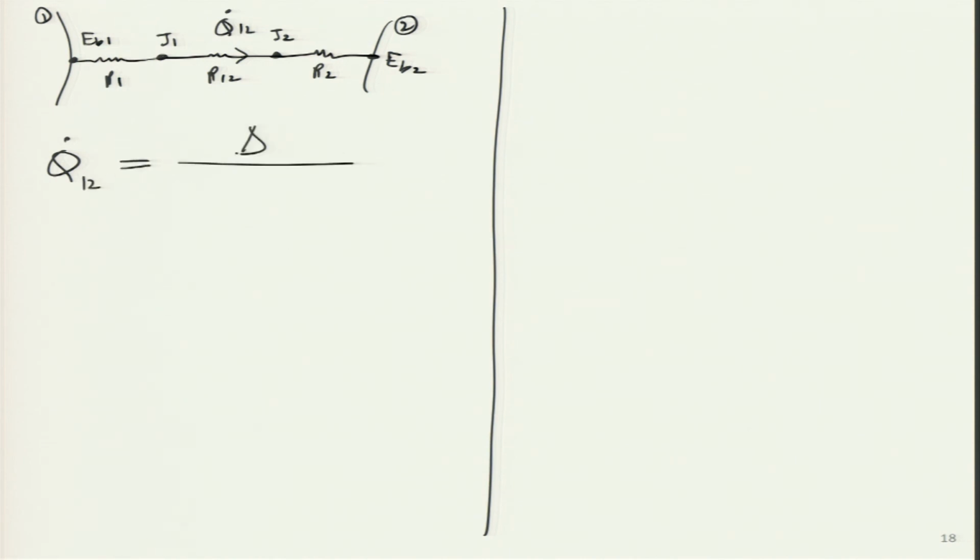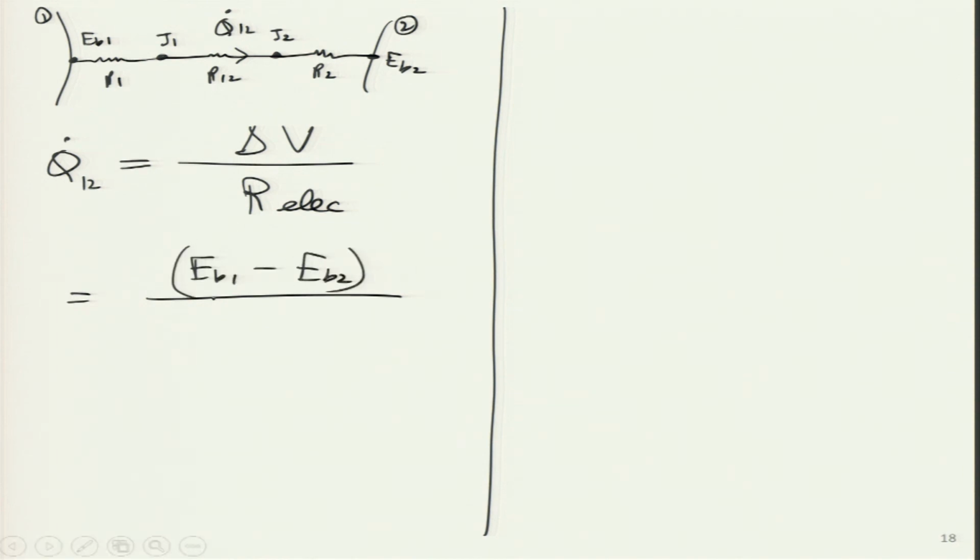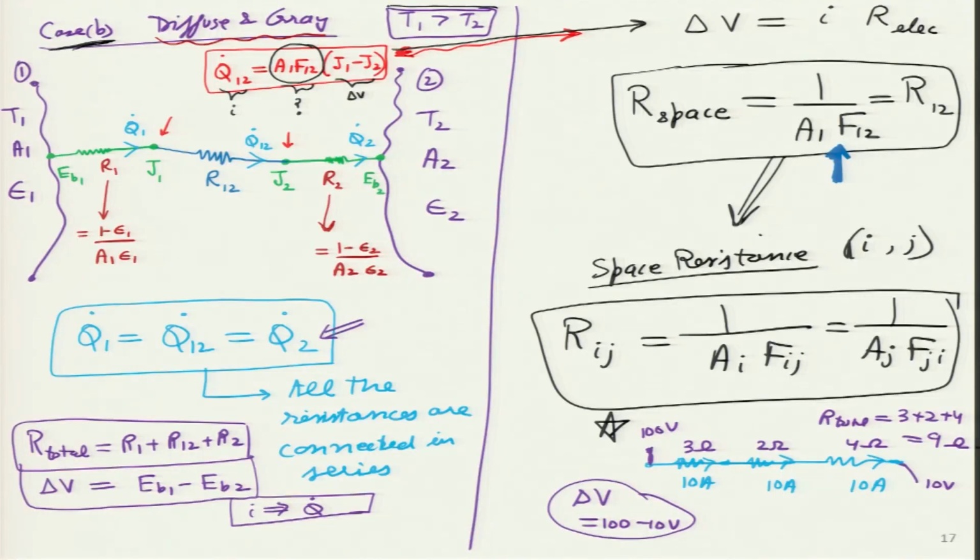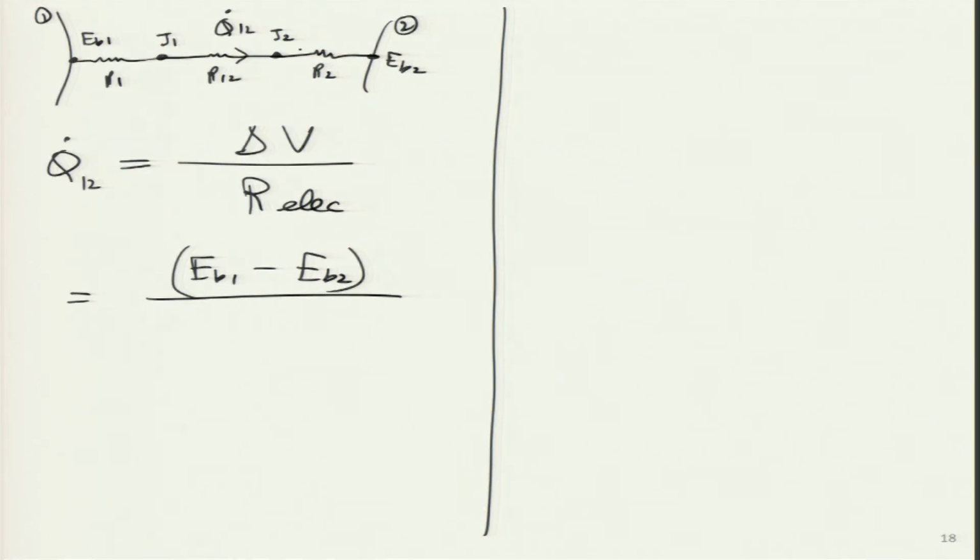So, this current is simply voltage divided by total resistance. So, the voltage in this analogy is highest voltage minus lowest voltage. How do I know EB1 is highest, EB2 is lowest? Please remember, if you go to the previous slide, we have made one assumption over here, isn't it? So, I made the assumption that T1 is greater than T2. Then even without solving, I know that the direction of current will be in this direction, because T1 is greater than T2 and automatically EB1 is greater than EB2.